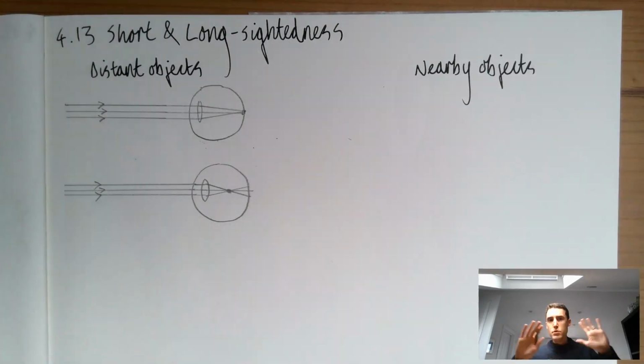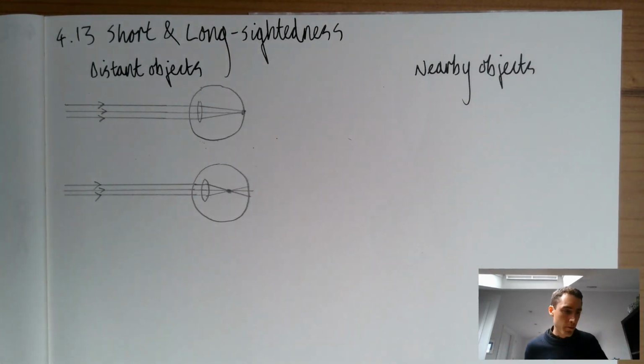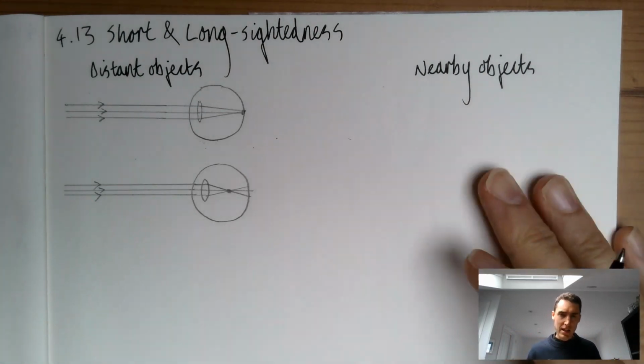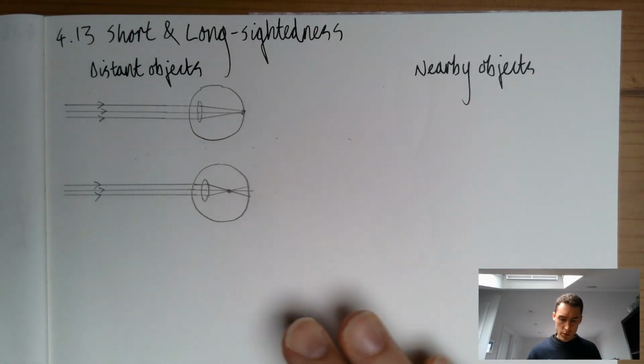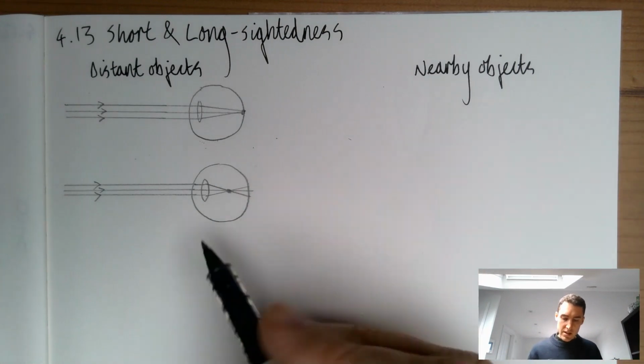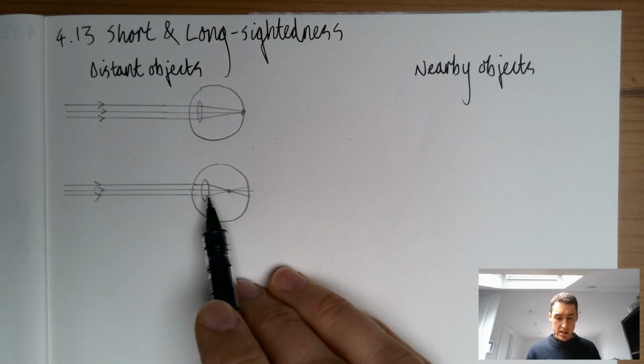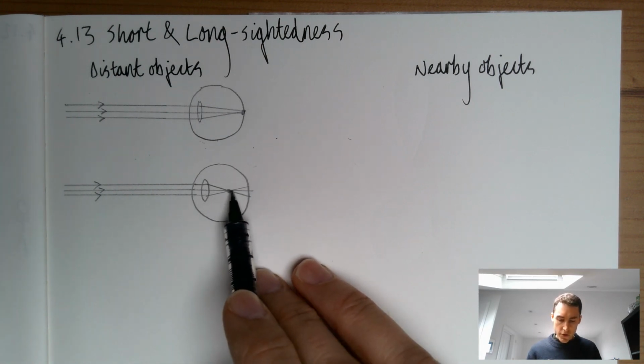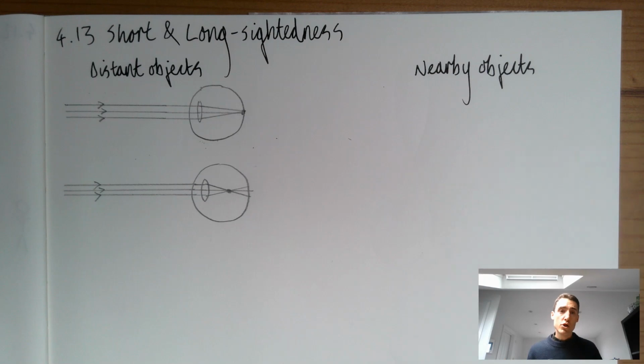And again, how much you want to label depends on the class that you've got, because what you're going to be asking them to do towards the end of this lesson is write about this. So if you want to add some little notes to this, that's absolutely fine. In this case, I think I'm going to keep it quite sparse. But the main point to illustrate is that if your lens is too fat, then the light doesn't focus on the retina. This is what we call short-sightedness.